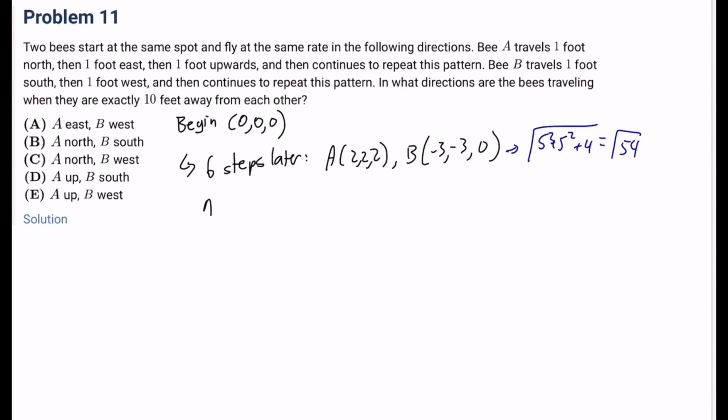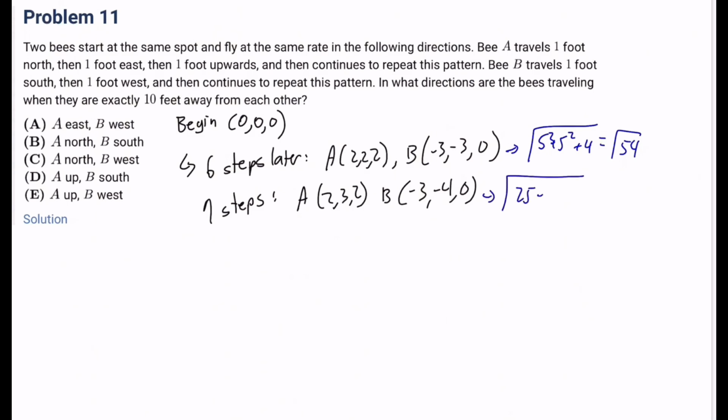Let's say they went 7 steps. A is going to be at 2, 3, 2. B is going to be at -3, -4, 0. And that's going to give us a distance of root of 25 and then 7 squared, so it's 49, plus 4. This is root 78. This is still less than 10, so let's go one more.